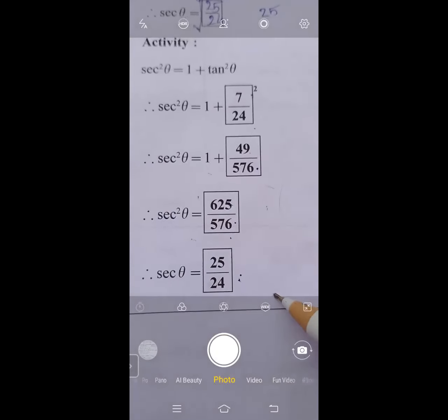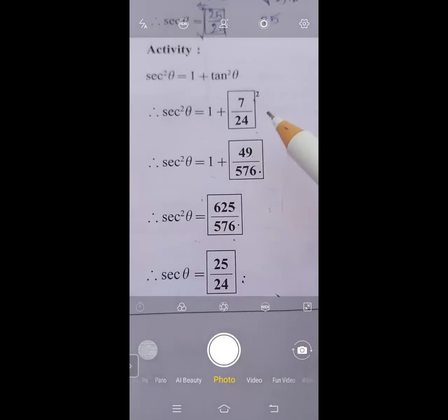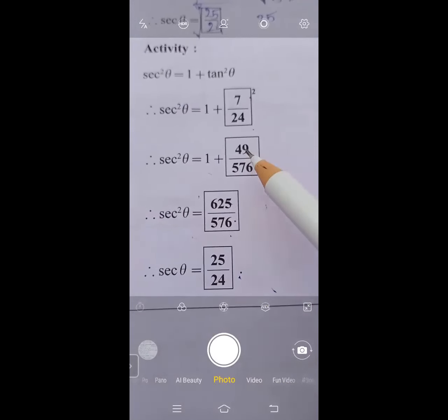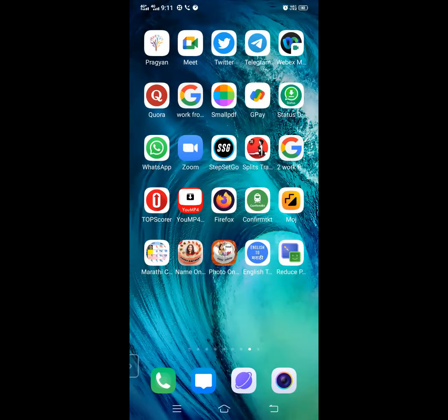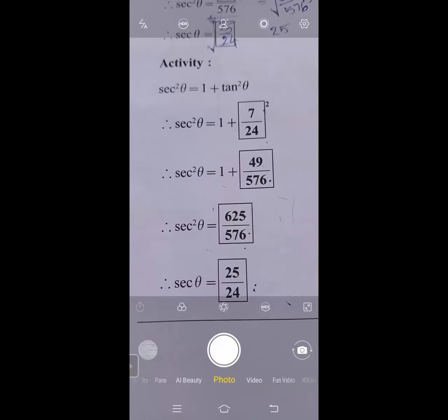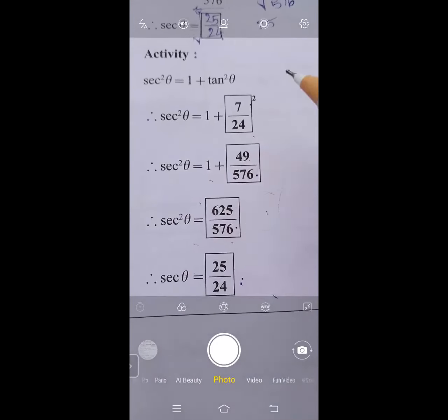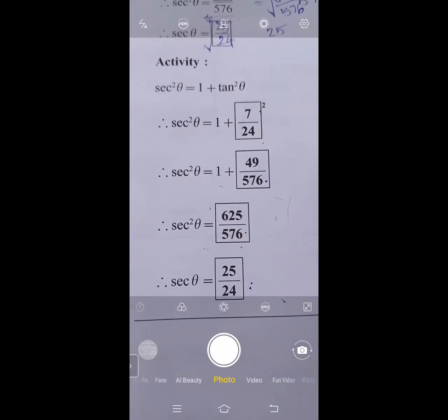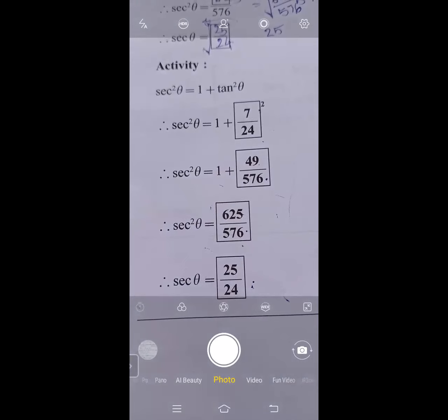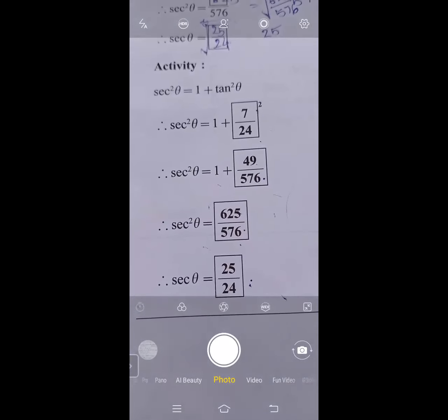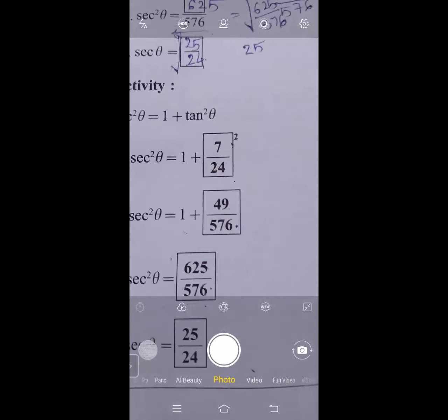These sums are easy just by substituting values and calculating the squares and square roots. You will gain good marks. Try to solve these kinds of sums. Okay, we will move forward and we will see one more activity.